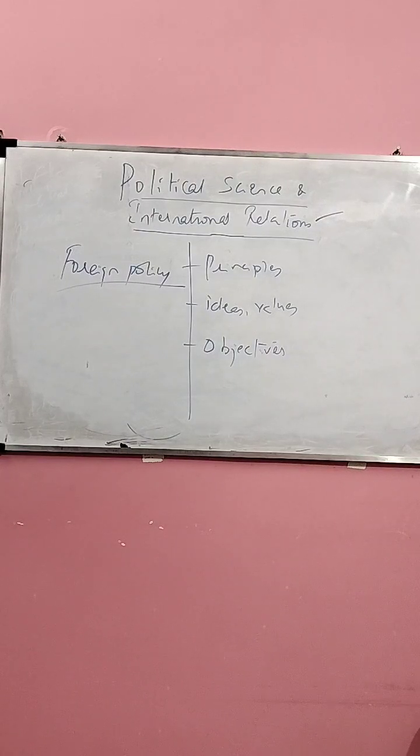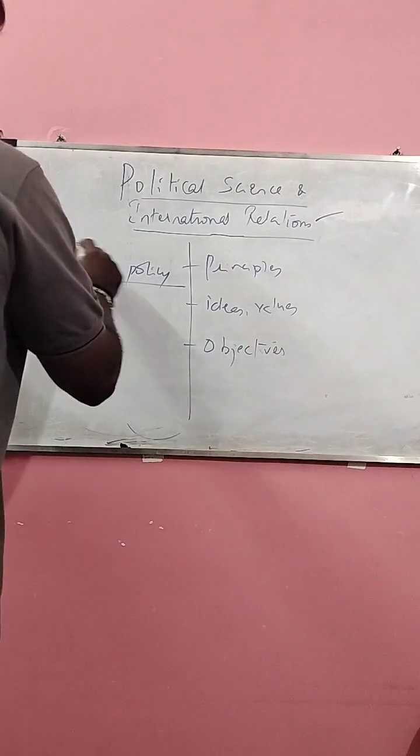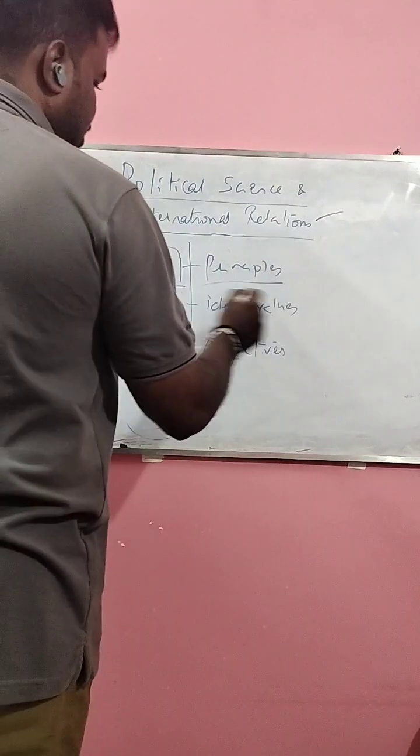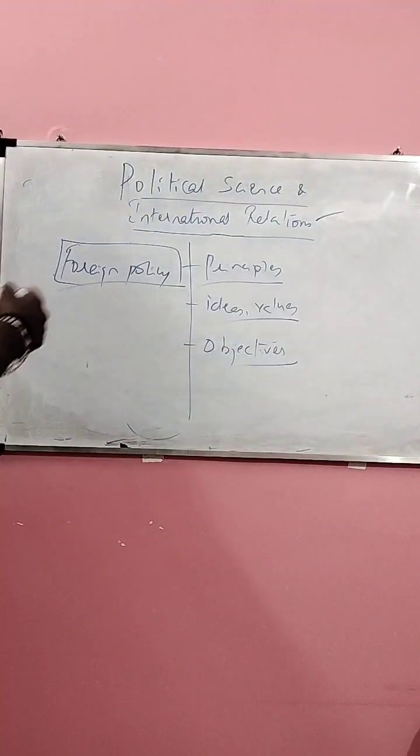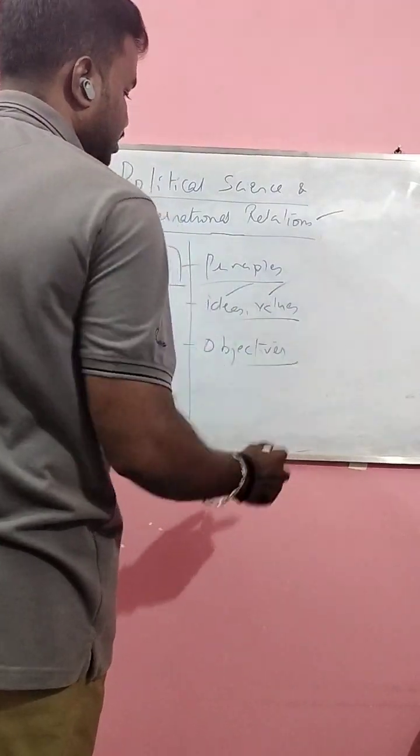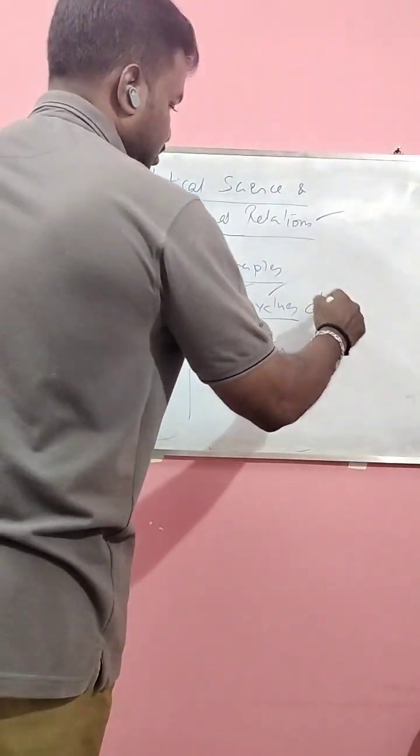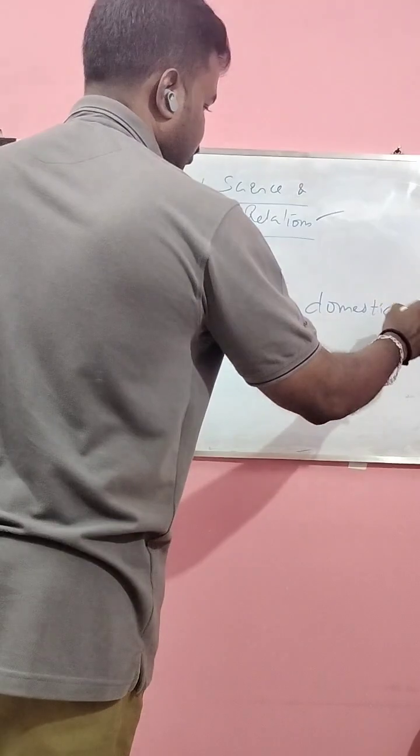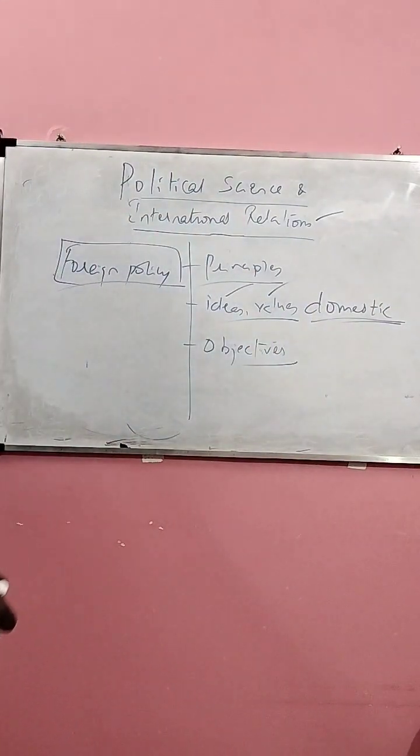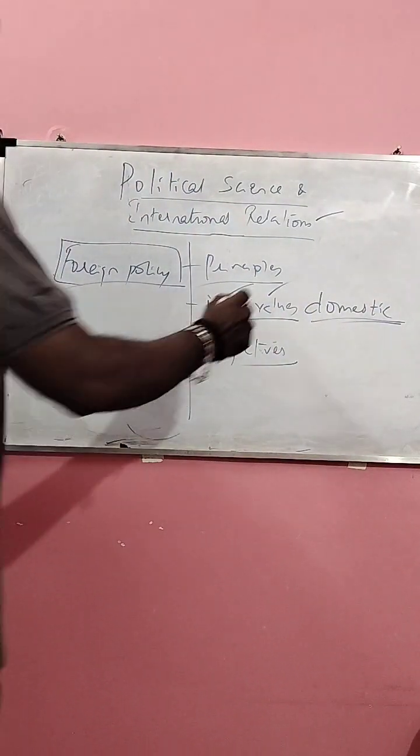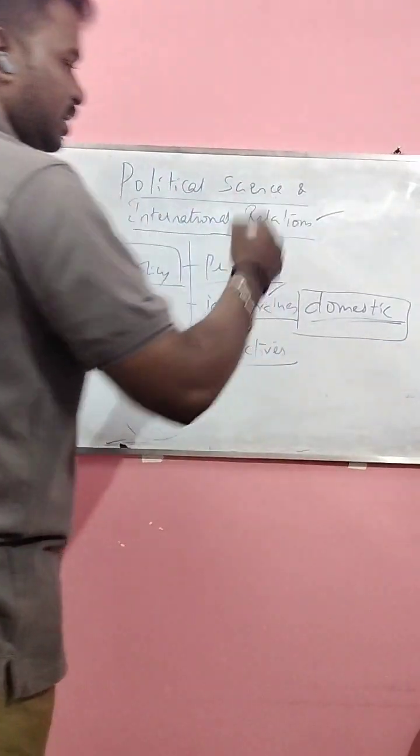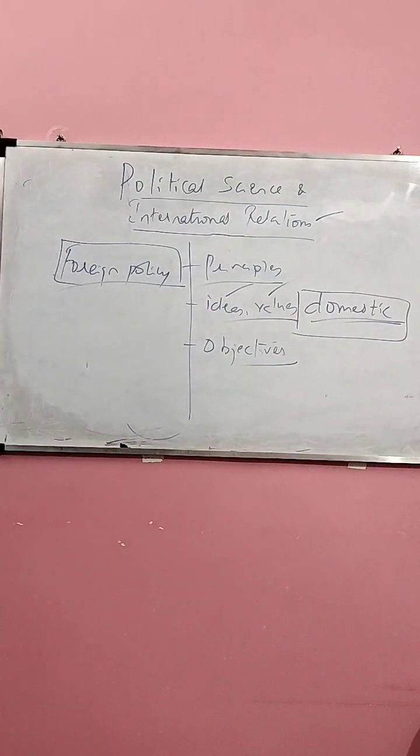Now, idealism tells that the domestic values and ideas of a country should reflect in the foreign policy. This is a foreign policy. You have the principles, ideas, values. Idealism tells that the values, ideas, these should reflect at the international level. The ideas, values which are already present at the domestic level should reflect in the international level.